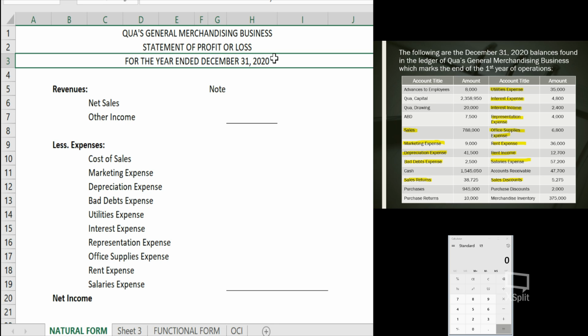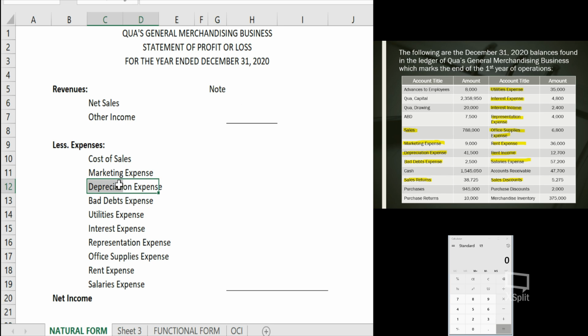So, we're preparing the statement using the nature of expense method. And in this case, once again, we don't have to classify kung selling expense ba to or kung general and administrative expense ba to. We simply have to group them according to kung anong klaseng expense sila. Okay? So, kung makikita nyo dito, cost of sales, marketing expense, depreciation, yan lang yun. Okay? Mas simple tong gawin.